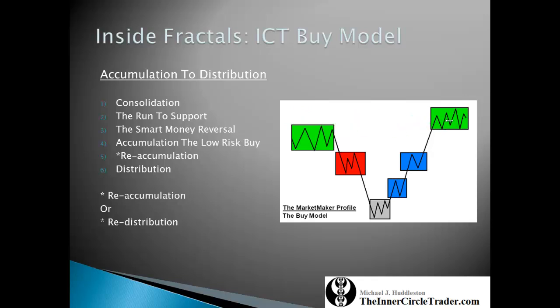And it won't happen. Sometimes what will happen is you'll see the initial consolidation, the run to support, the smart money reversal, the low risk buy, and right up here it'll run a little bit higher just to make an optimal trade entry selling opportunity right in a pre-existing bearish order block that may reside inside of the second area of consolidation outside of the initial consolidation, or a return to the bearish order block from the initial consolidation that caused the move going lower.